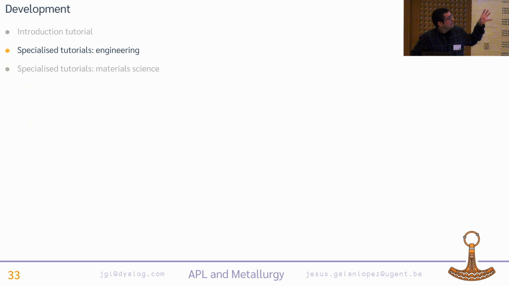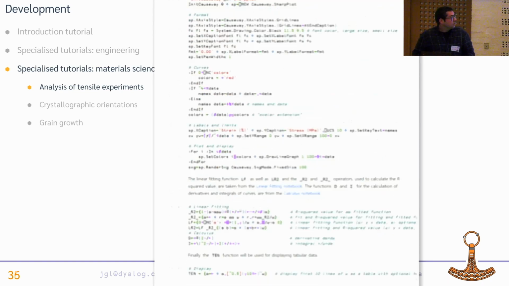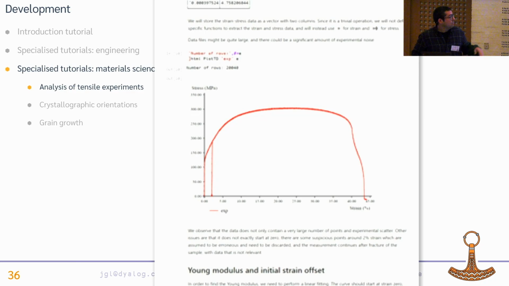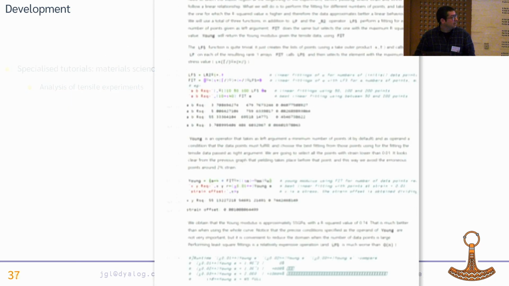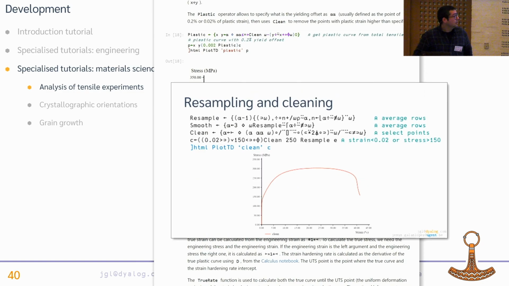And well, this would be in general for engineers, but then I have some tutorials specifically for materials scientists and engineers. One is about the analysis of tensile experiments. This is just an example of how to analyze experimental data. So I show how to read the files, how to do the plots. You have to do some cleaning in that data and so on. You get different graphs, and you get different results from there. Also, this is both a Jupyter notebook and a presentation that I can show to people.